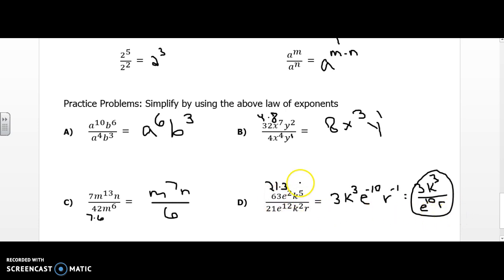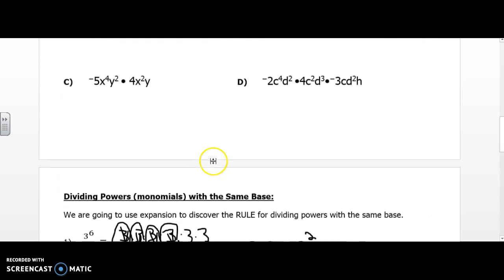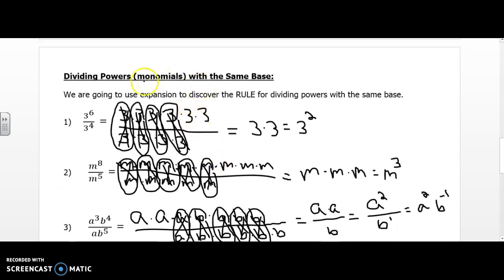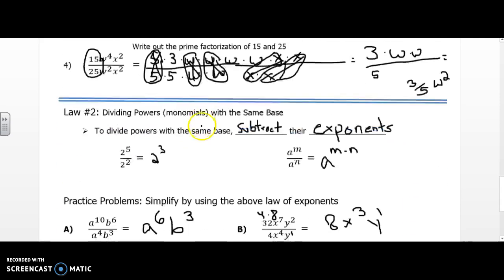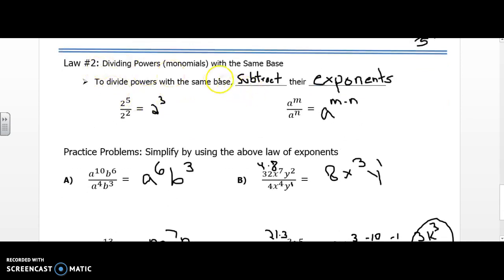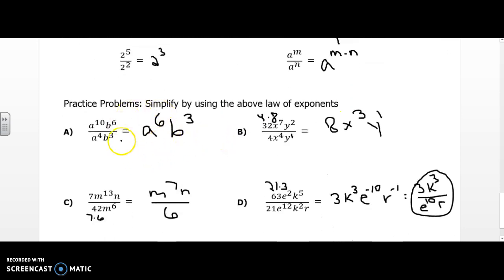All right, so that's our lesson for today. Let's do a quick recap of what we've talked about. We used expansion to figure out what our exponent law was for division. And what we realized is that whenever we are dividing powers, we are going to subtract the exponents. So 5 over 2, subtract those, I got 3. A to the m over a to the n, I subtract these, m minus n. And then we did some practice problems using the subtraction involved when we divide exponents.